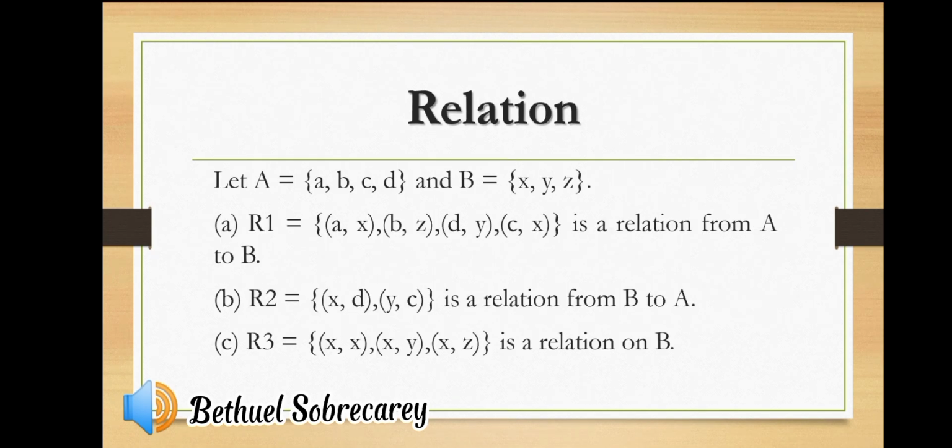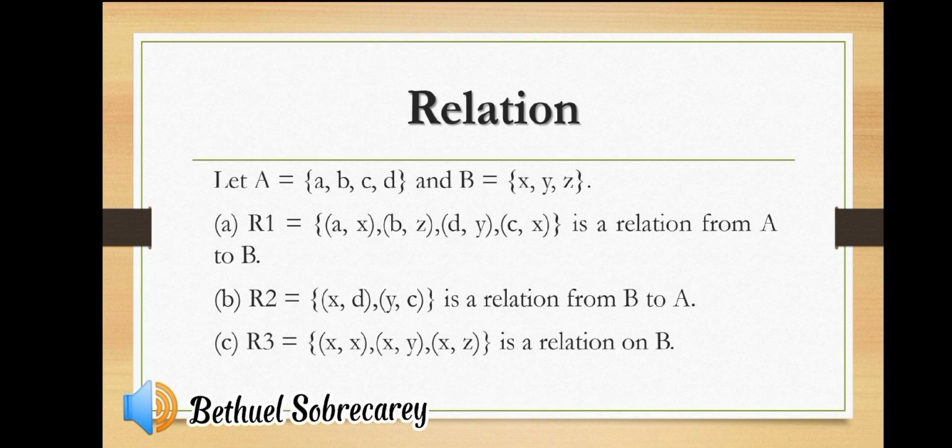If I have that A is the set containing A, B, C, D and B is the set containing X, Y, Z, then notice it gives me a relation. And the relations are, first, a relation from A to B. So we have AX, BZ, DY, and CX. Next, we have a relation from B to A. So we have XD, YC. Another, we have a relation on B. So we have XX, XY, and XZ.